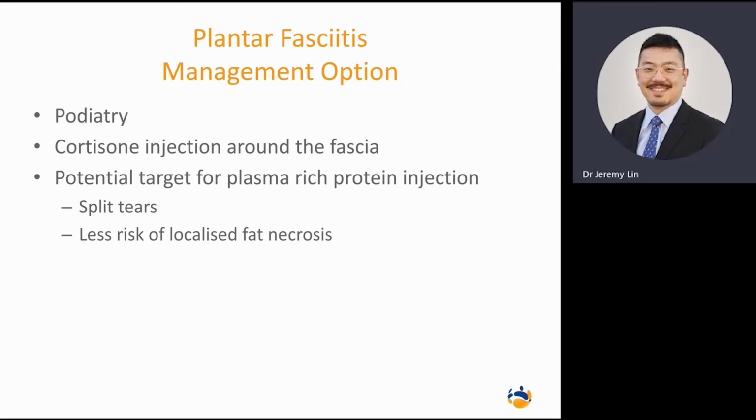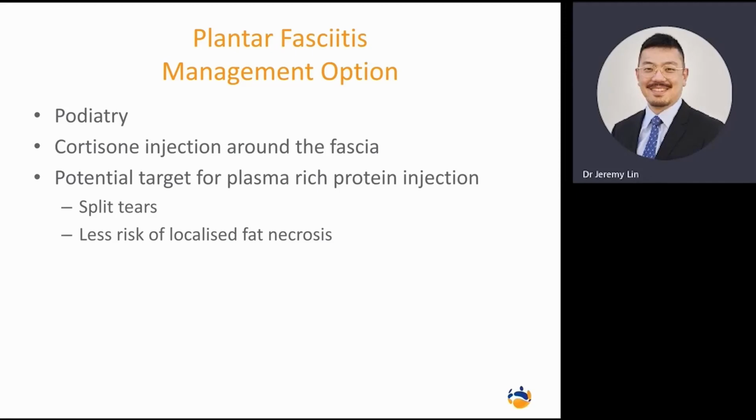And again, plantar fascia is another potential target for PRP injections for the same reason as the Achilles tendon. There's less risk of localized fat necrosis, and it can help promote healing if there are any split tears present within the fascia itself that may not be visualized on imaging alone.